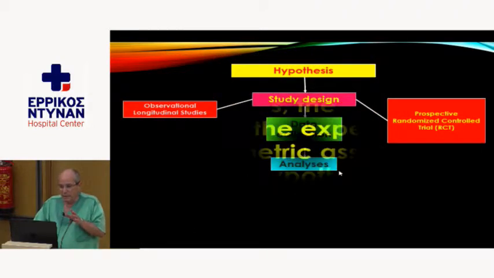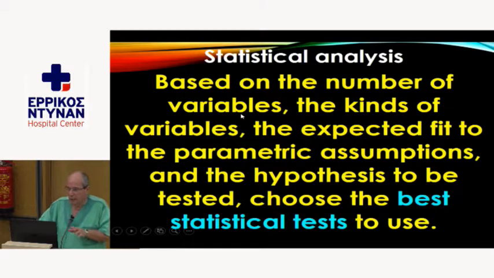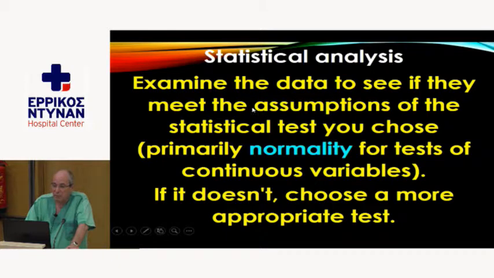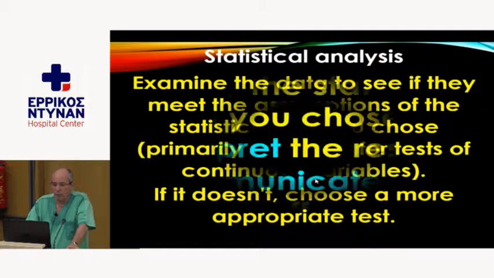Later on, the analysis. Based on the number of variables, the kind of variables, the expected fit to the parametric assumption and the hypothesis to be tested, you must choose the best statistical test to be used. We will not talk about this again because we spoke for 5 lessons before. But you must evaluate your data. Before choosing the statistical test, as perhaps you remember, you must evaluate if the distribution is normal or not normal for the continuous variables, which are most of the variables. You must choose the most appropriate test.